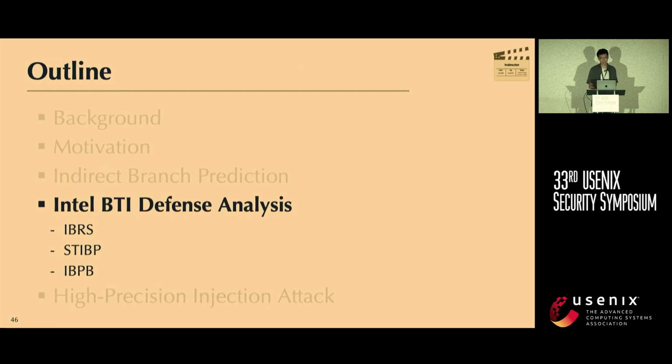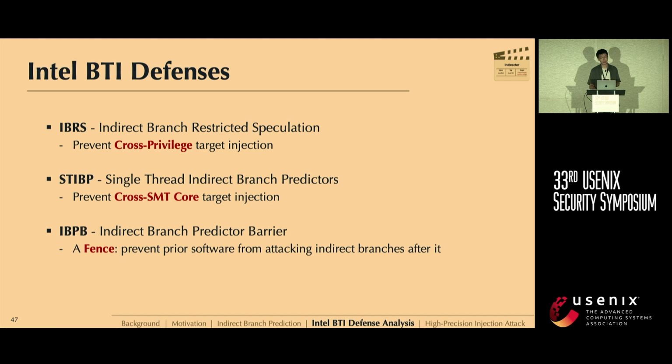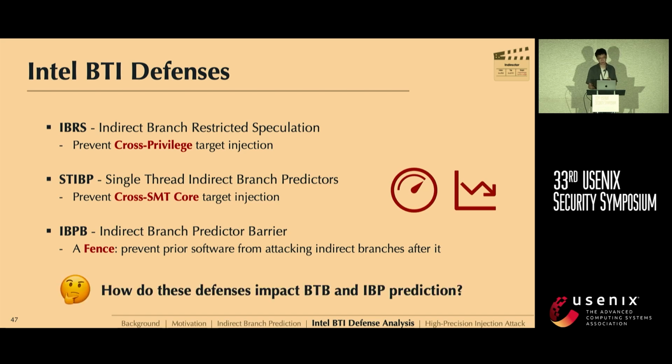With a deeper understanding of IBP, we can deconstruct what Intel did to defend BTI. They proposed IBRS for cross-privilege, STIBP for cross-SMT, and IBPB, which is a more flexible fence instruction. And some previous works have analyzed their overhead and taken a step further. How do these defenses impact BTB and IBP prediction?